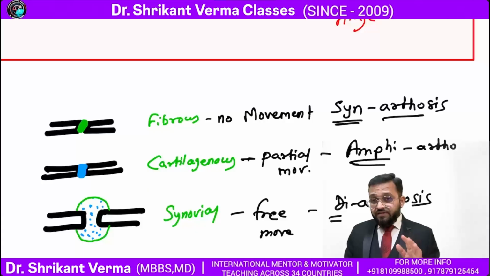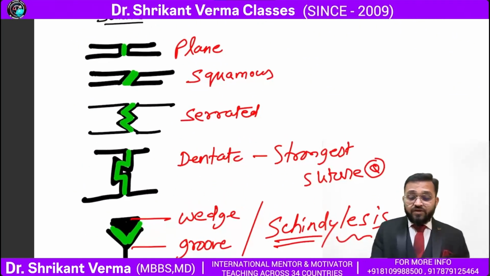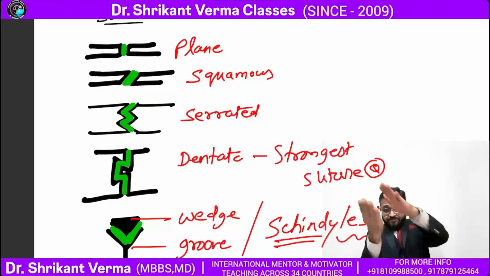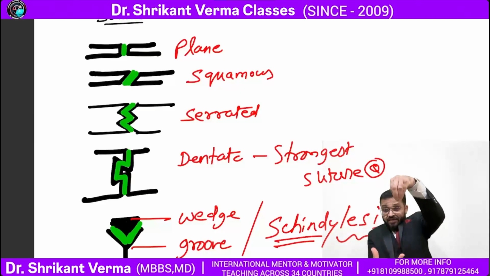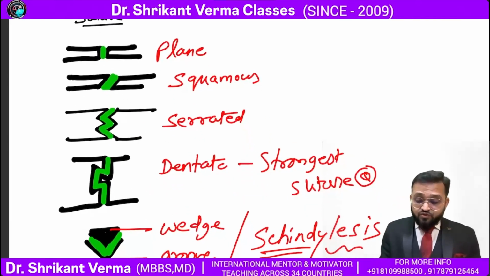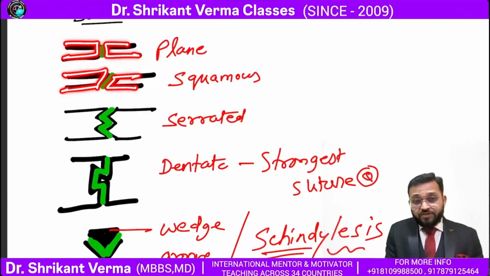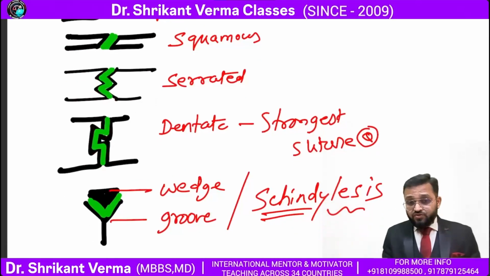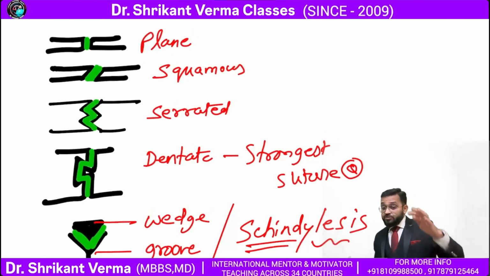Done. Okay, fine. Okay, sir, now look here, the sutures. Again, you can remember the suture with this formula: plain suture, squamous suture, serrated suture, dentated suture, wedge and groove suture. Done? Yes, sir. So you can see easily the different types of the sutures. Sir, when the articulating surface is plain, plain suture; articulating surface is oblique, oblique suture, squamous suture; zigzag, then serrated suture; when tooth-like interlocking, dentated suture; and when a triangular bone is getting fit into the groove, that is a wedge and groove or schindylesis.